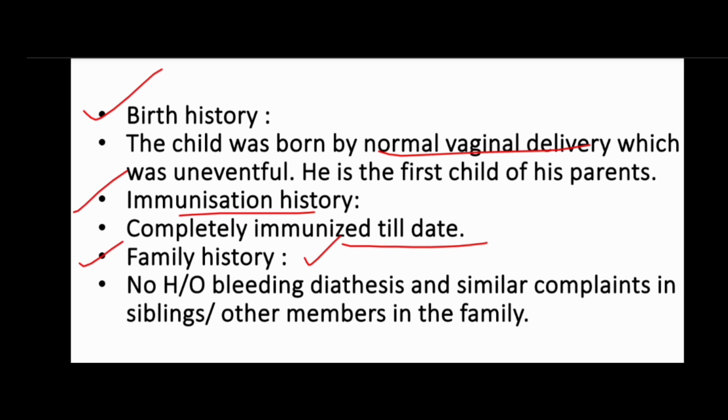In this patient, the birth history: the child was born by normal vaginal delivery, which was uneventful. He is the first child of his parents. Coming to immunization history, he is completely immunized till date. And family history: no history of bleeding diathesis and similar complaints in the siblings or other members of the family.